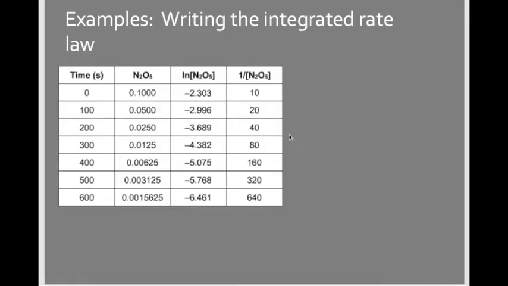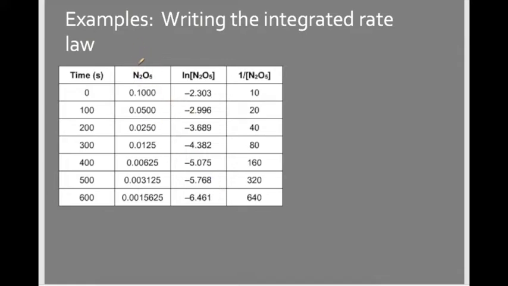Let's look at one more example. I want to do one more quick example with you to show you how sometimes you can actually use the half-life idea to figure out what the rate law is. So let's say that we're given this data. I'm not sure what the reaction is. It doesn't really matter. It's probably the decomposition of N2O5.